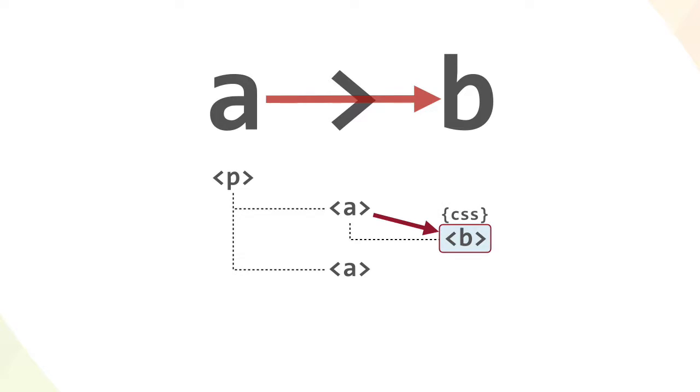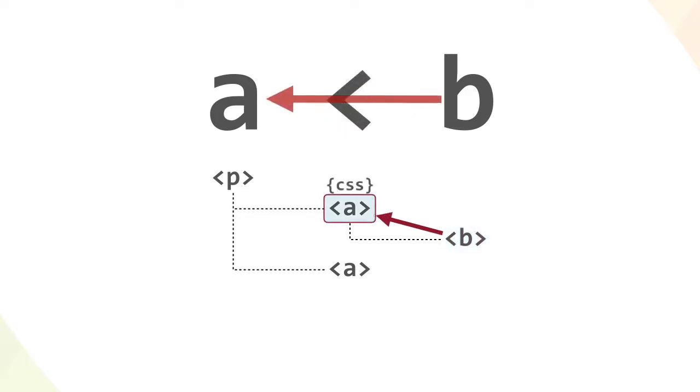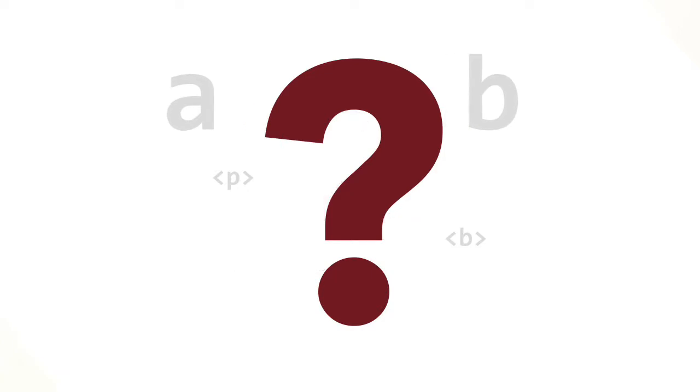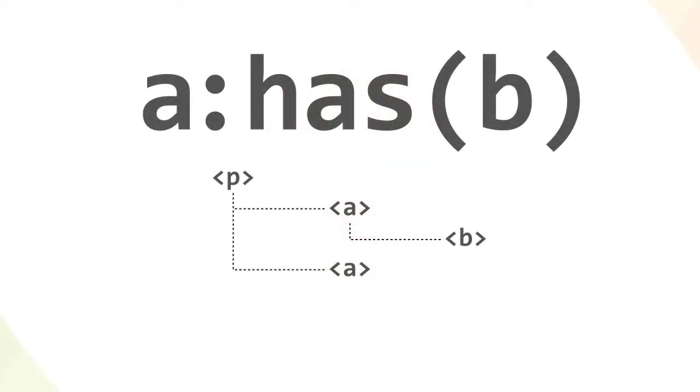The question almost immediately arose: what about going the other way and selecting parents based on their children? That question persisted for years, largely due to concerns from browser implementers about performance and page speed. 24 years later, here in 2022, things are finally changing, and the :has() pseudo-class is landing in browsers.